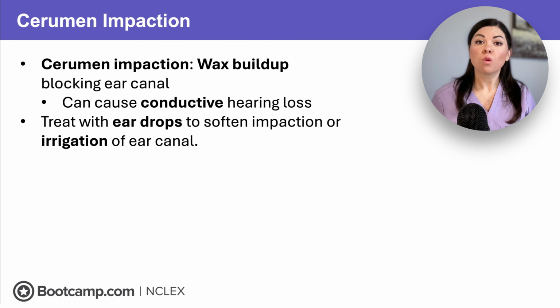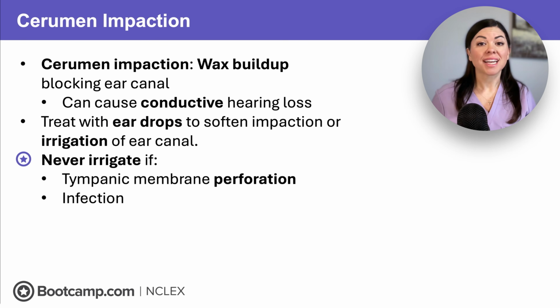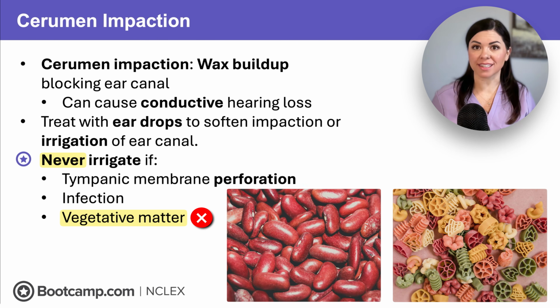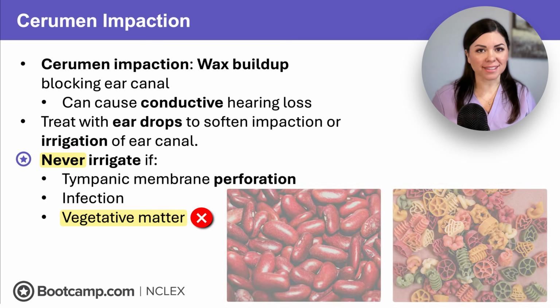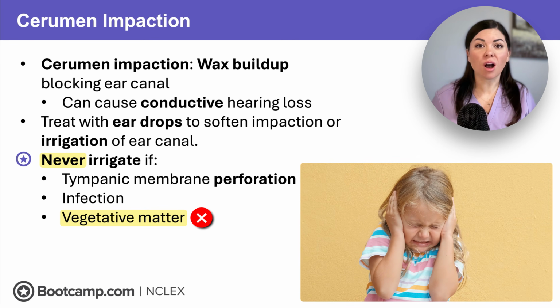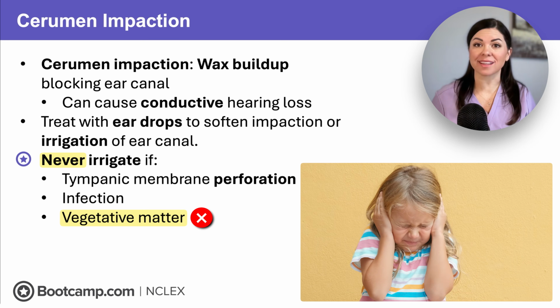So how do we treat it? Well, we typically start with eardrops to soften the wax or perform gentle irrigation of the ear canal. But NCLEX has some hard stops here. Never irrigate if there's a suspected tympanic membrane perforation or infection like otitis media because it can cause injury or worsen the condition. And finally, do not irrigate if there is any type of vegetative matter like beans or pasta in the ear. Think pediatric clients, because irrigation can cause the objects to swell and actually worsen the impaction.